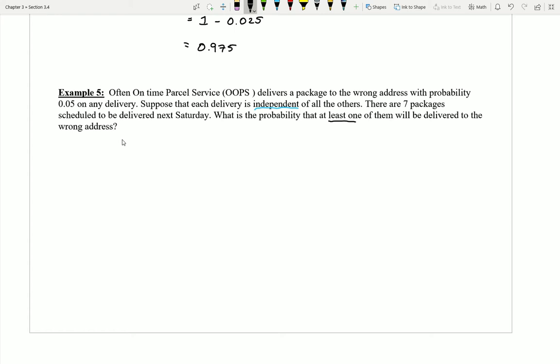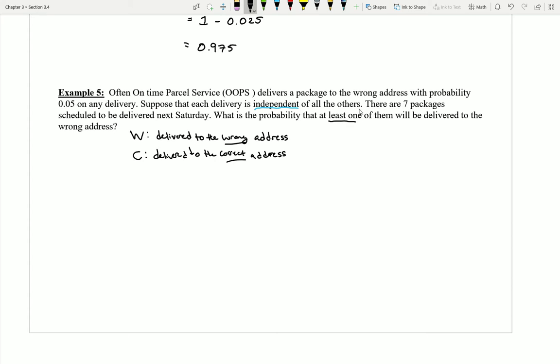Okay, so how about we come up with some notation here again to try to figure out how we might be able to notate things easily. All right, how about we say that W stands for the package gets delivered to the wrong address. Okay, that seems like a pretty easy thing to remember. W is for wrong address. And then we could do something like C to stand for that it's delivered to the correct address.